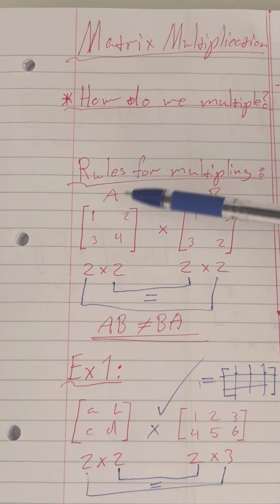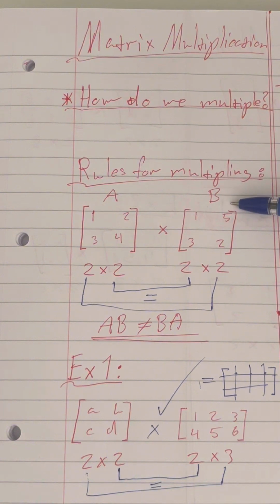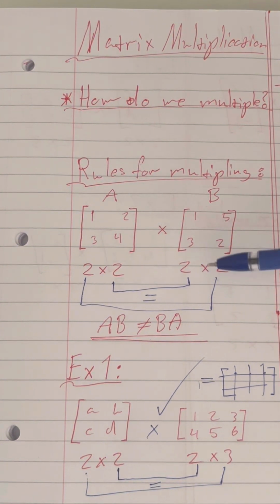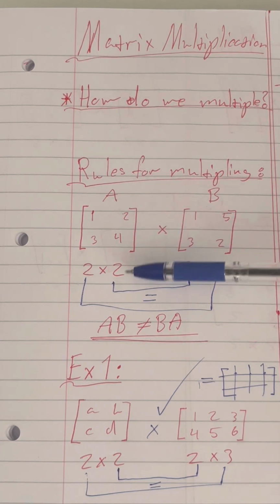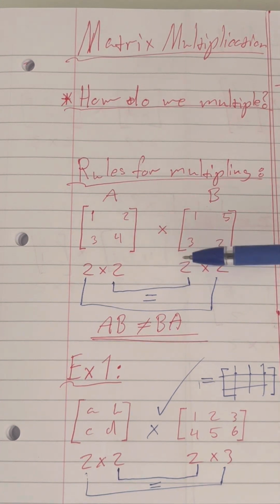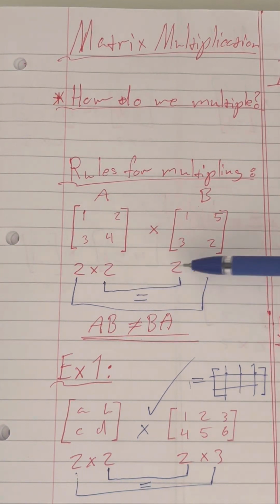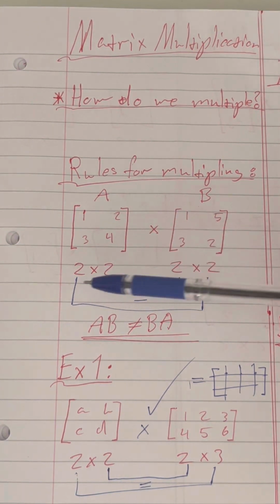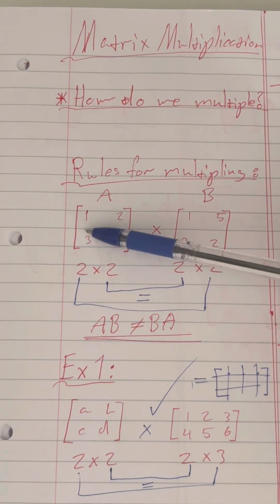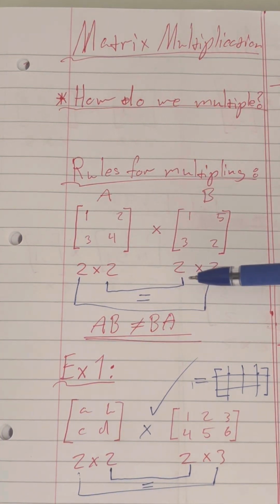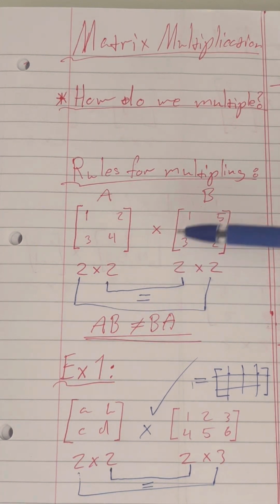So here I have matrix A, and here I have matrix B. Now they're both 2 by 2 matrices, but the rule here is that the number of columns in the first matrix has to be equal to the number of rows in the second matrix. So here, they're both equal, so they can multiply. And the number of rows in the first matrix and the number of columns in the second matrix, they're what our answer is going to be. So our answer is going to be a 2 by 2 matrix.